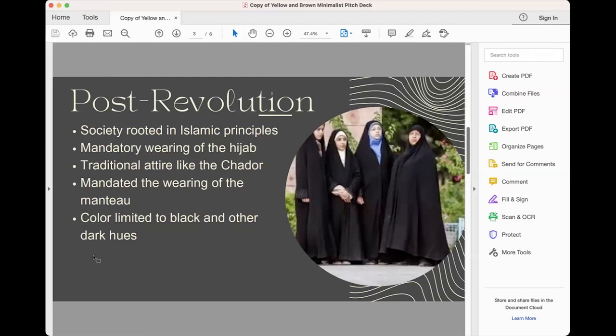Fashion and personal appearance became deeply political in post-revolution Iran. Adhering to the new dress code was not just a matter of personal choice, but a public statement of loyalty and respect for the revolutionary values and the new Islamic regime.